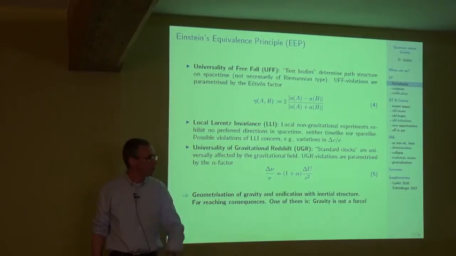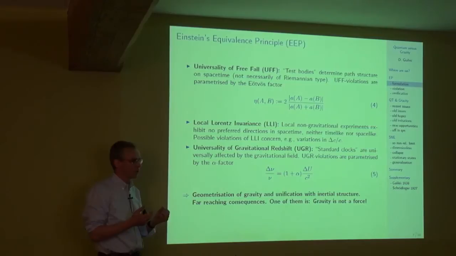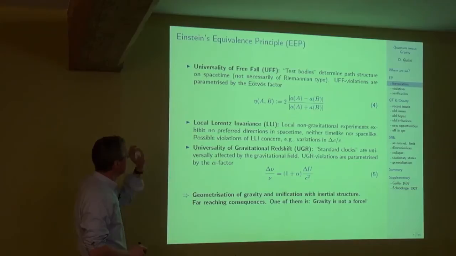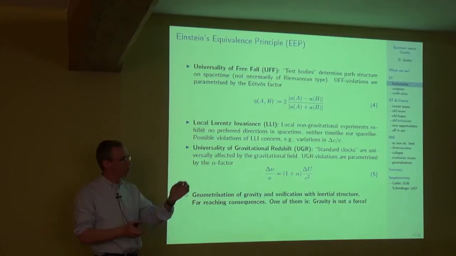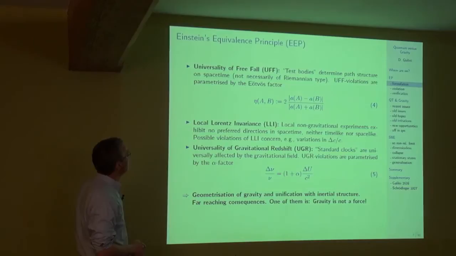The universality of free fall says that there is something in the world called test particles, which has virtually no interaction with the outside world except for gravitational interaction, which is a problematic statement as such, but take it for granted for the moment. And it says these test bodies determine a path structure. So whenever you take one of these free particles and you throw it in a certain direction, then no matter which of the free particles you took, they all follow the same trajectory. And that's the statement of universality of free fall.